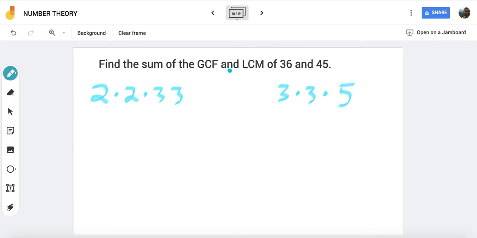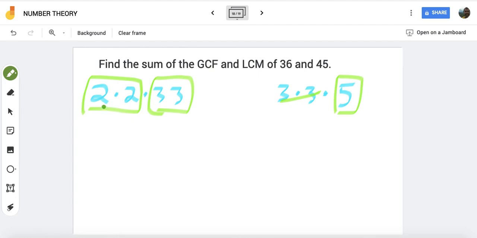Now, to find the least common multiple, I need to have at least 2 2s, and I need to have at least 2 3s. And when I come over here, this already has 2 3s in it, so I don't have to add more, but I need to have a 5. So for the least common multiple, it's going to be 2 times 2 times 3 times 3 times 5.